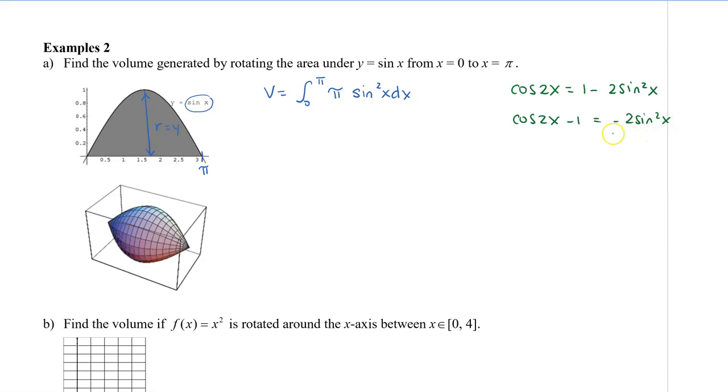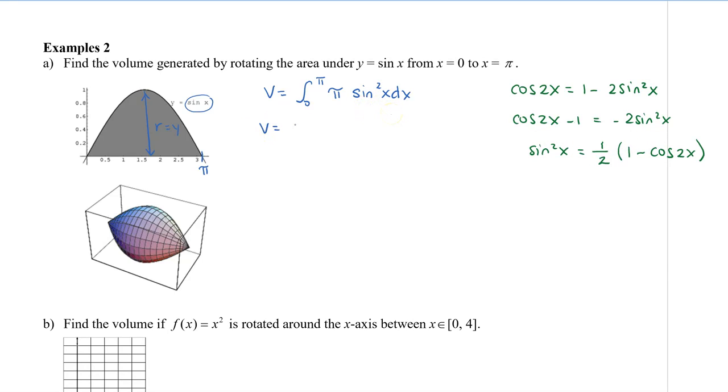So we have sine squared x, and we divide everything by negative 2. So then I actually will have half, and I'm going to change the sign as well, because I'm going to reverse the negative 1 and the cos 2x. So I'm going to have 1 minus cos 2x.